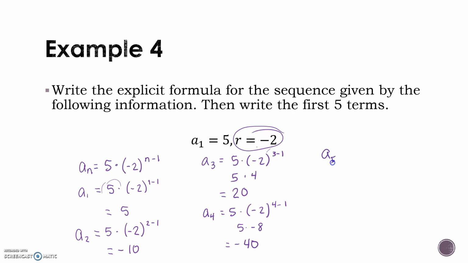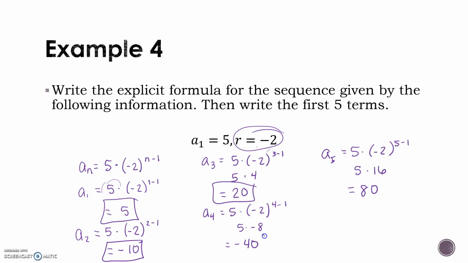But we need to still check our work and make sure. So a sub 5 equals 5 times -2 to the 5 minus 1. That would be 5 times 16, which would give us +80. So there are our first 5 terms. And this would count as showing your work. So you need the formula and the work to show that.